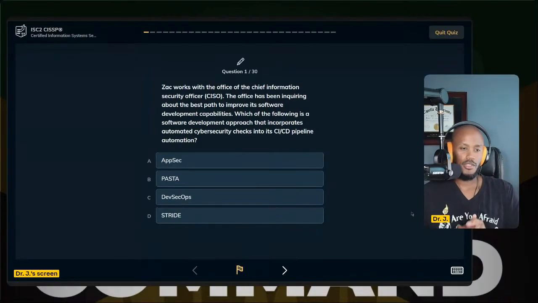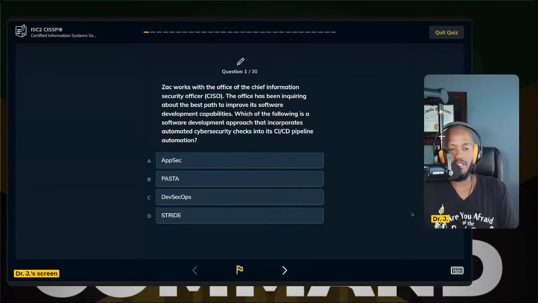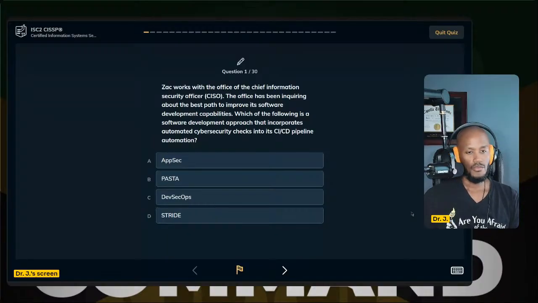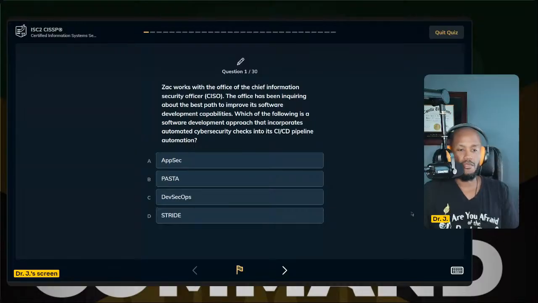All right, question one. Zach works with the Office of the Chief Information Security Officer, or the CISO. The office has been inquiring about the best path to improve its software development capabilities. Which of the following is a software development approach that incorporates automated cybersecurity checks into its CI/CD pipeline automation? DevSecOps. Yeah, I'm gonna say DevSecOps.